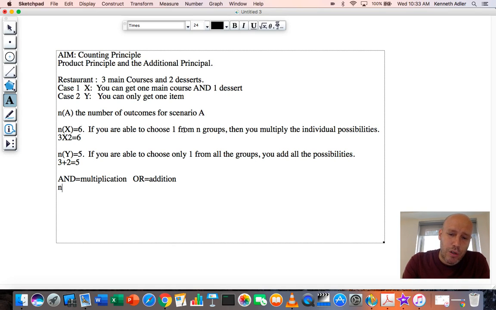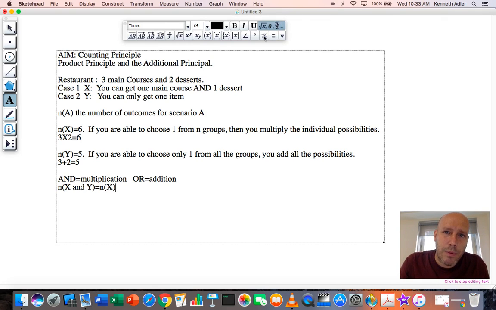We can write this out nicely. You can say N of X and Y is equal to N of X times N of Y. And if we say N of X or Y, that is equal to N of X plus N of Y.